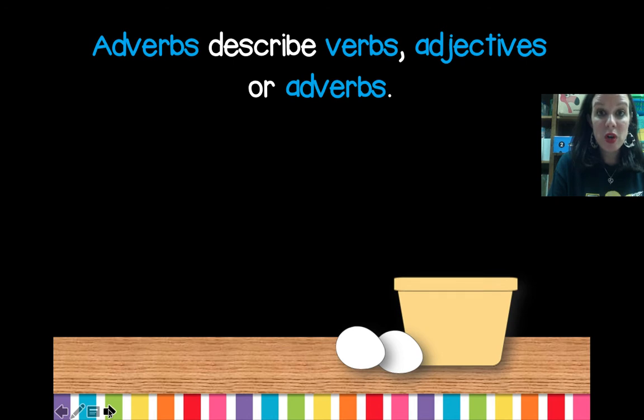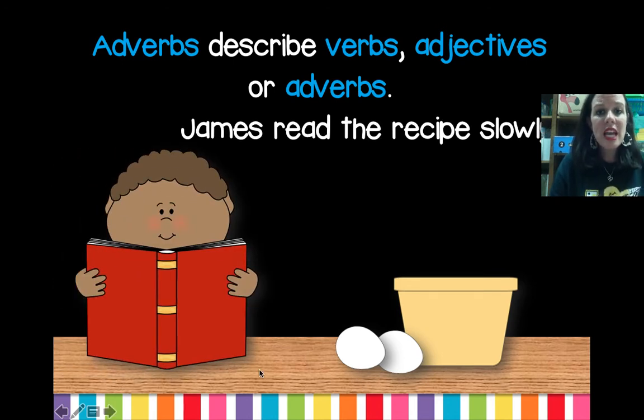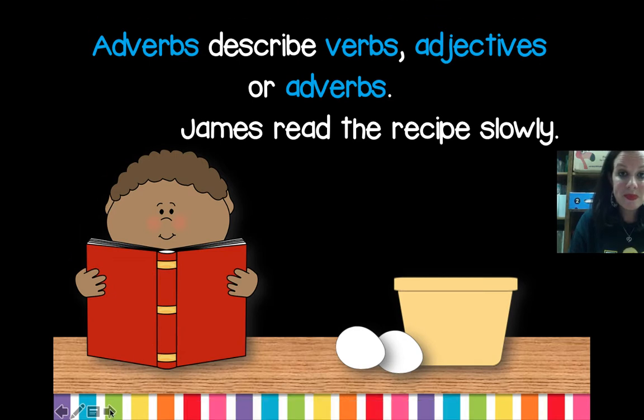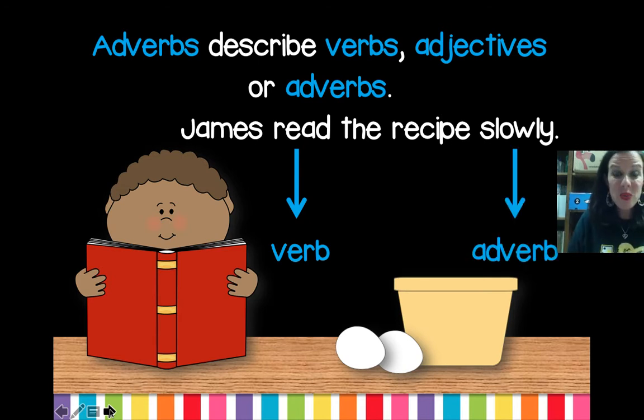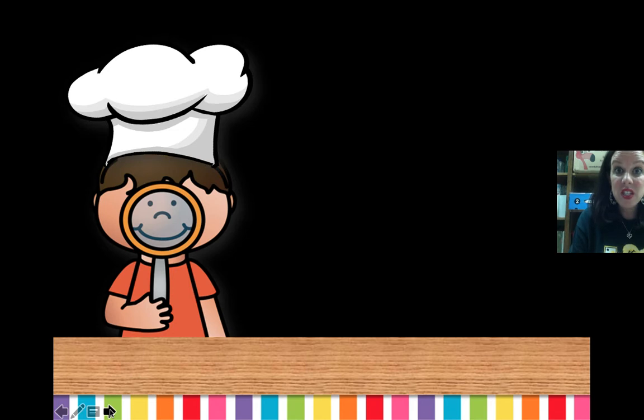Adverbs describe verbs, adjectives, or adverbs, like this. James read the recipe slowly. Read is the verb. It's what James is doing. But how did he read it? Slowly, that's right. Now you've got it. James read the recipe slowly. Slowly is your adverb. It adds on to the verb.